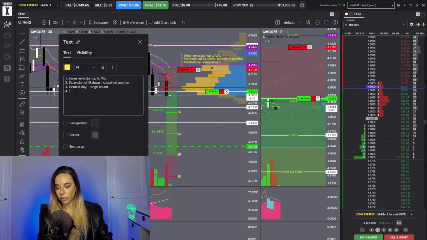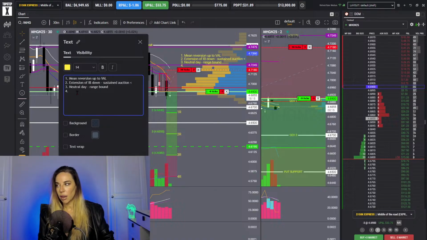Now, what can we put for a fourth version here? This final one, the fourth hypothesis that I have, usually is a lower probability setup, but I still want to have it on there just in case I have something unusual happening. Now today, because we extended to the downside, I'm just going to delineate that because that's the one that I'm doing now.